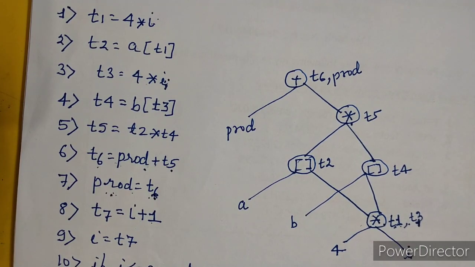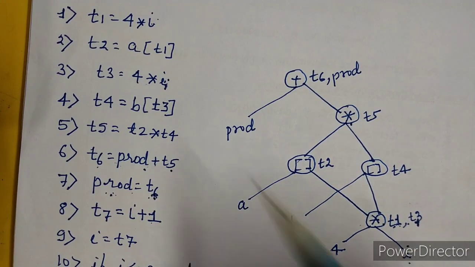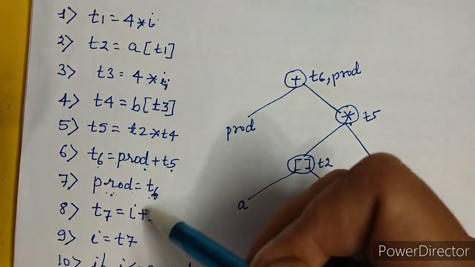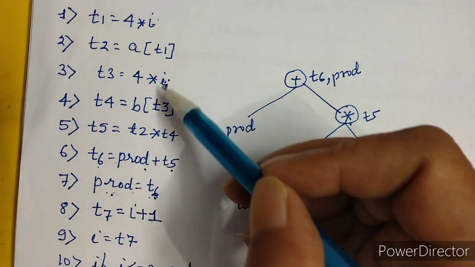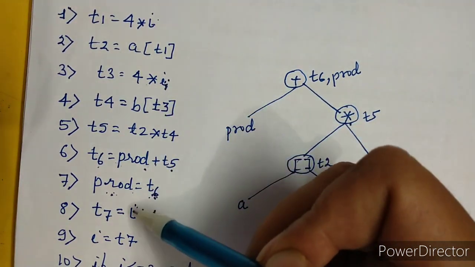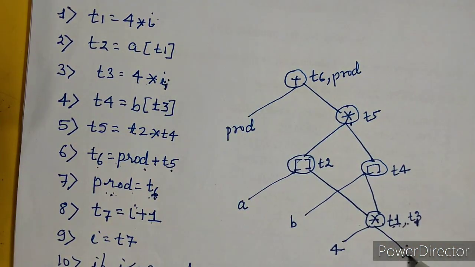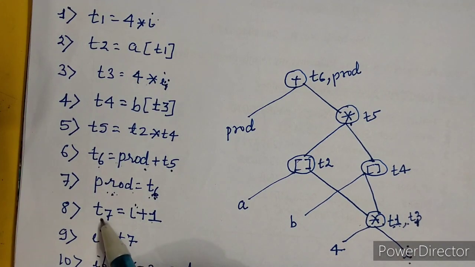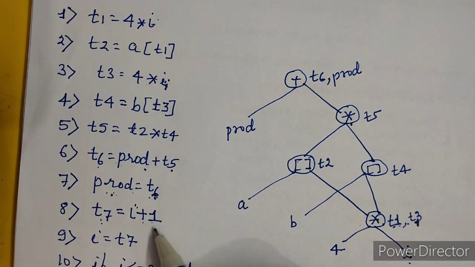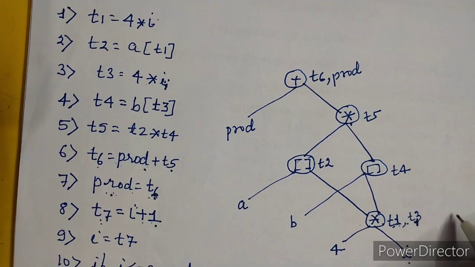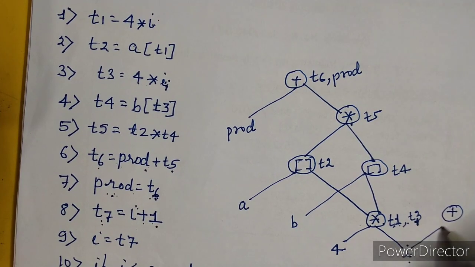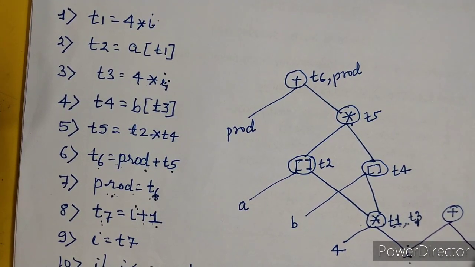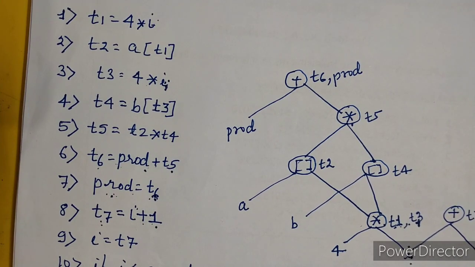Now T7 is equal to I plus 1. From here to here there is no change in I, so all the three I's are the same, that is this one. We construct a node T7, the operator is plus, the left side is I and the right side is 1, and this is T7. Now I is equal to T7.